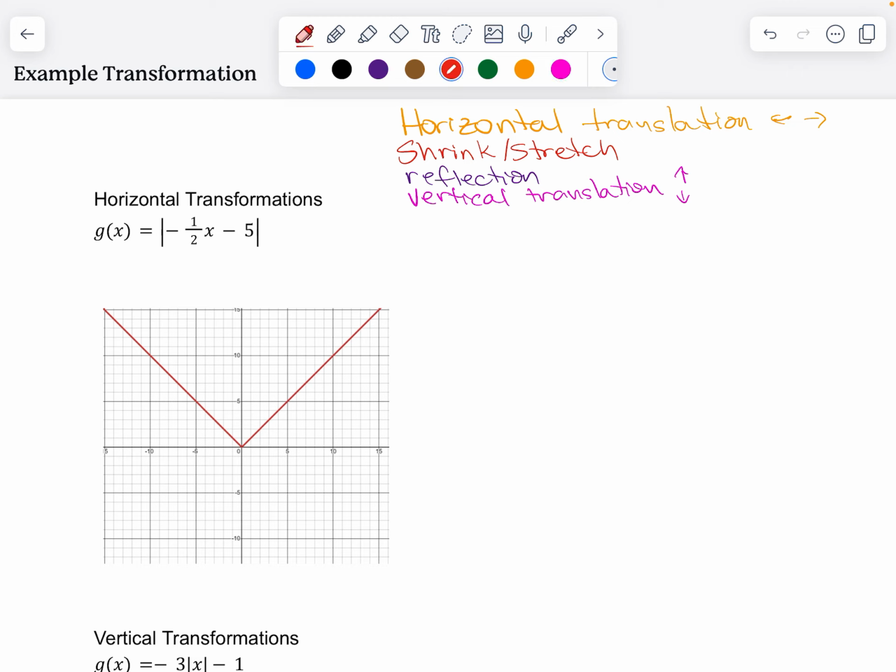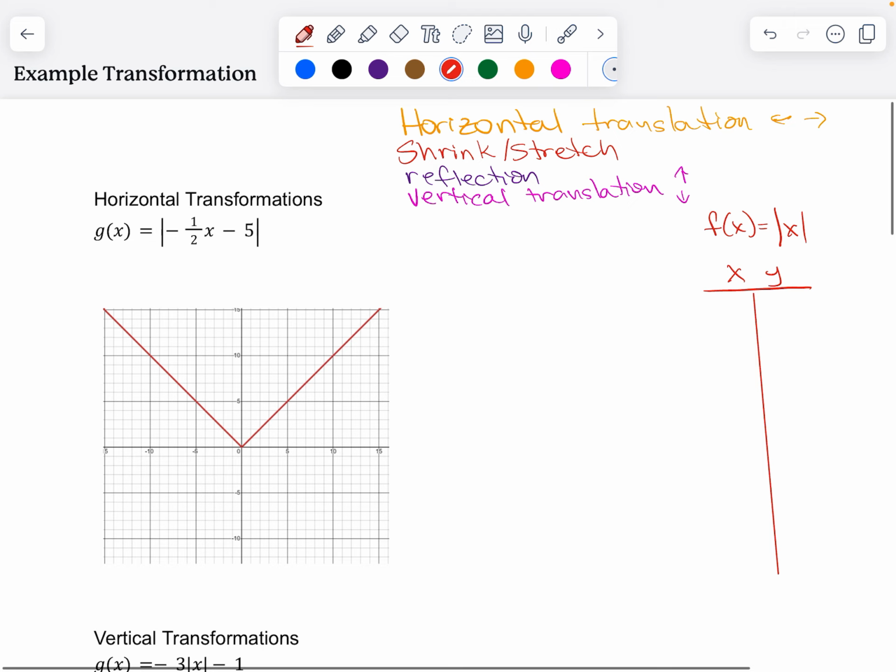So when I first do this, let's look at this. You notice it's talking about absolute value. So that means that the parent graph is this right here. -3, -2, -1, 0, 1, 2, 3. So the absolute value, 3, 2, 1, 0, 1, 2, 3.